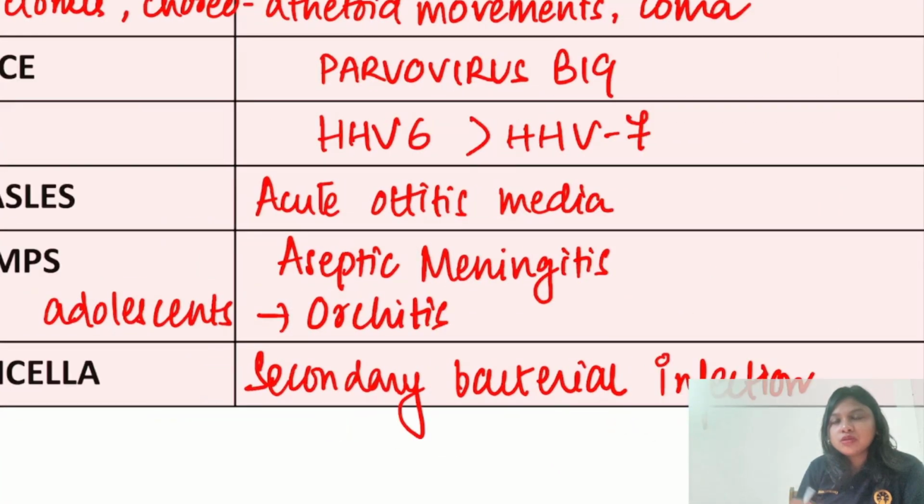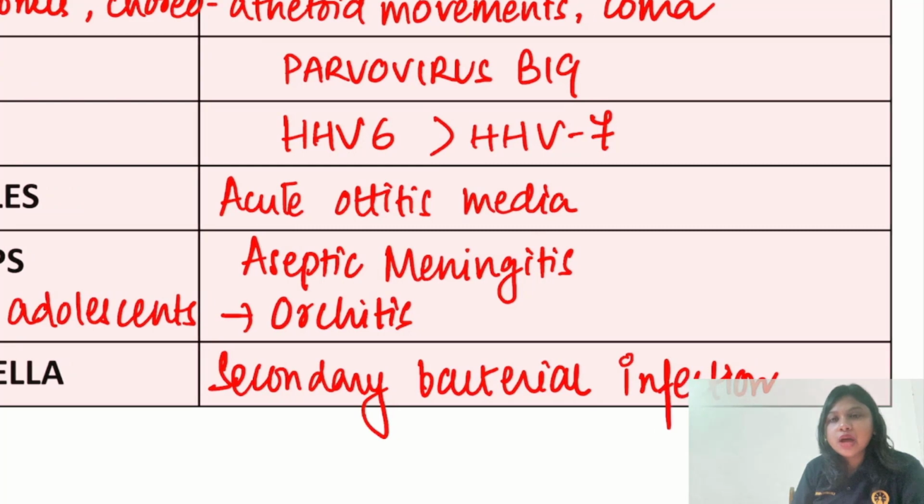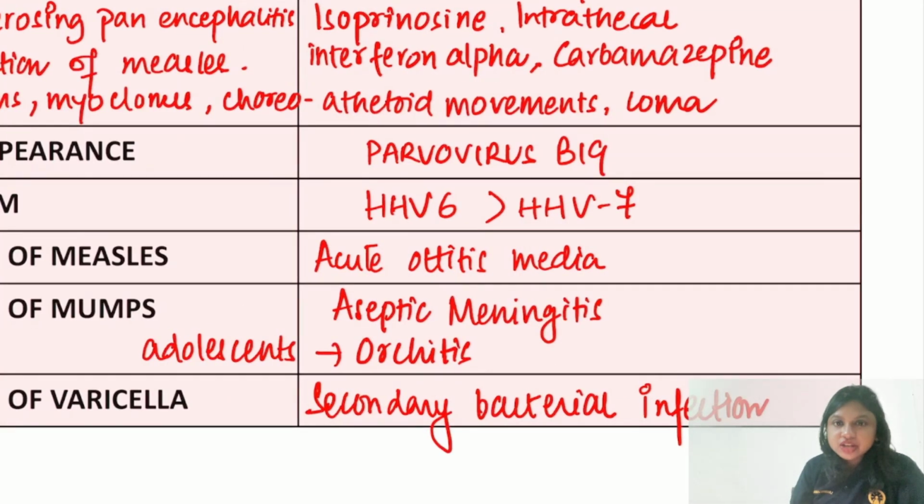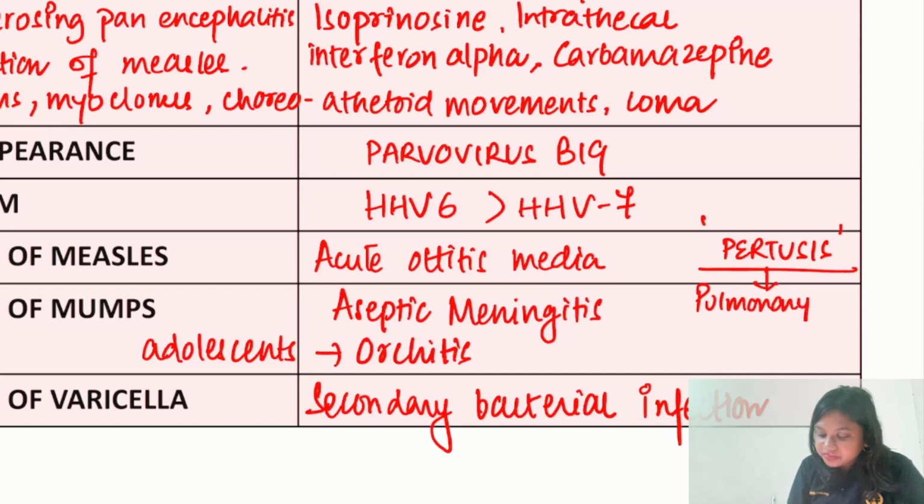In pertussis, the child will present with upper respiratory tract symptoms, where there is going to be cough, coryza, and the cough is going to be more in the evening and night hours, and there is going to be a characteristic whooping sound. That is why we call it whooping cough as well. So what is the most common complication of pertussis? Again, it is pulmonary hypertension and secondary bacterial infection.